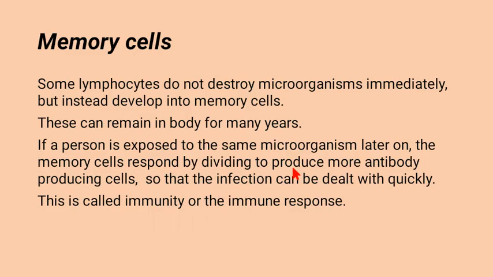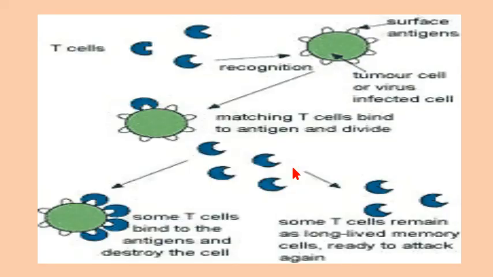Now, some lymphocytes do not destroy microorganisms immediately, but they develop into memory cells, and they remain in our body for a longer period of time. And if a person is exposed to the same microorganisms, then these memory cells divide to produce more antibodies, and they divide to produce more memory cells, and as a result, more antibodies are produced, so that they can deal with infection quickly. And this is called immunity or immune response.